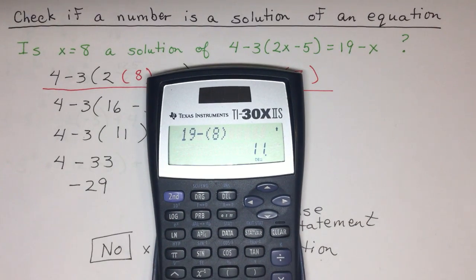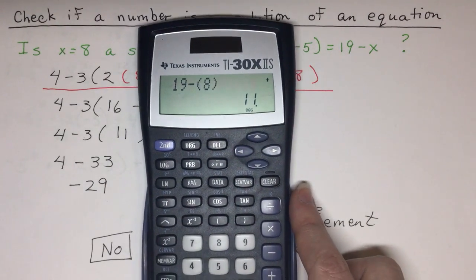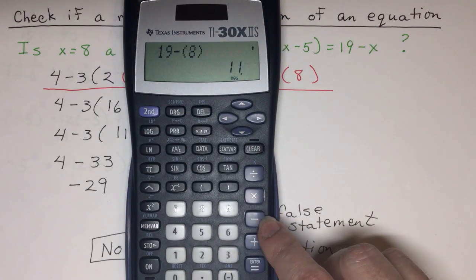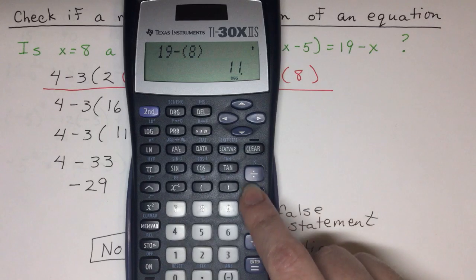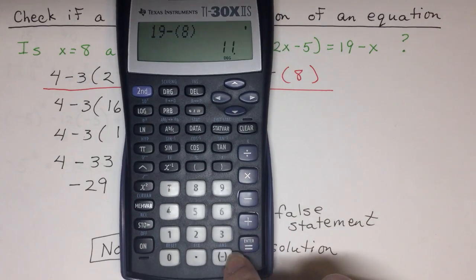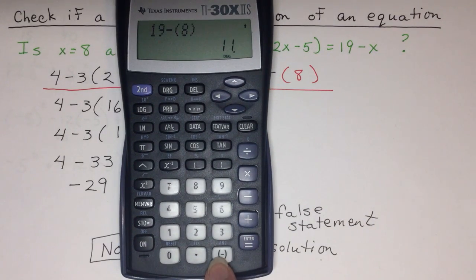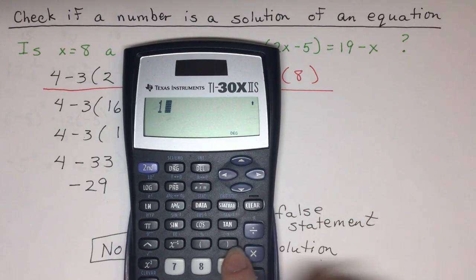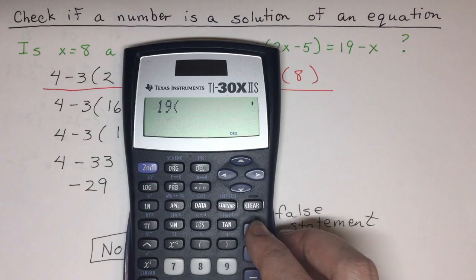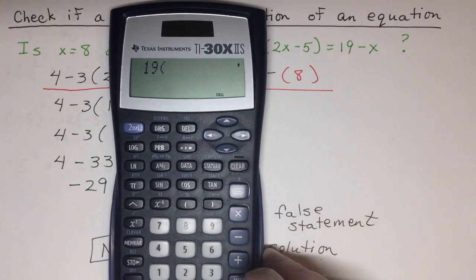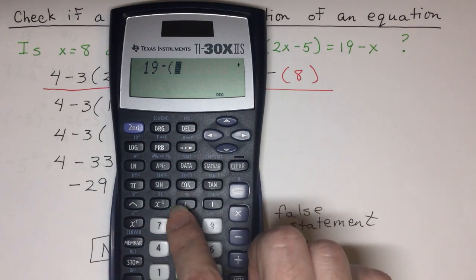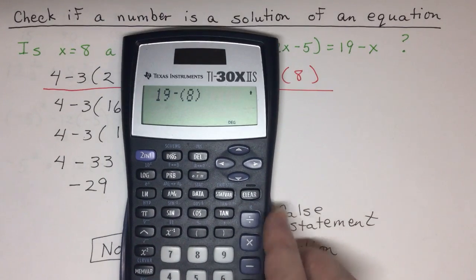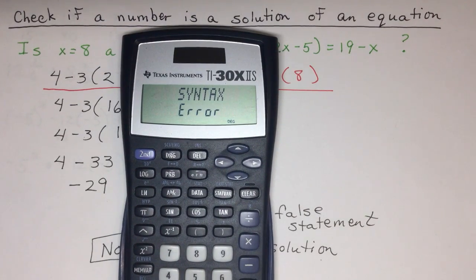Now, a couple of things to be careful about with the calculator. Be sure you see the difference between the subtraction sign, our operation keys are all in one color, and the negative sign, used for a negative number. Because if I had 19 and then I used a negative sign instead of a subtraction sign, I'm going to get an error message.